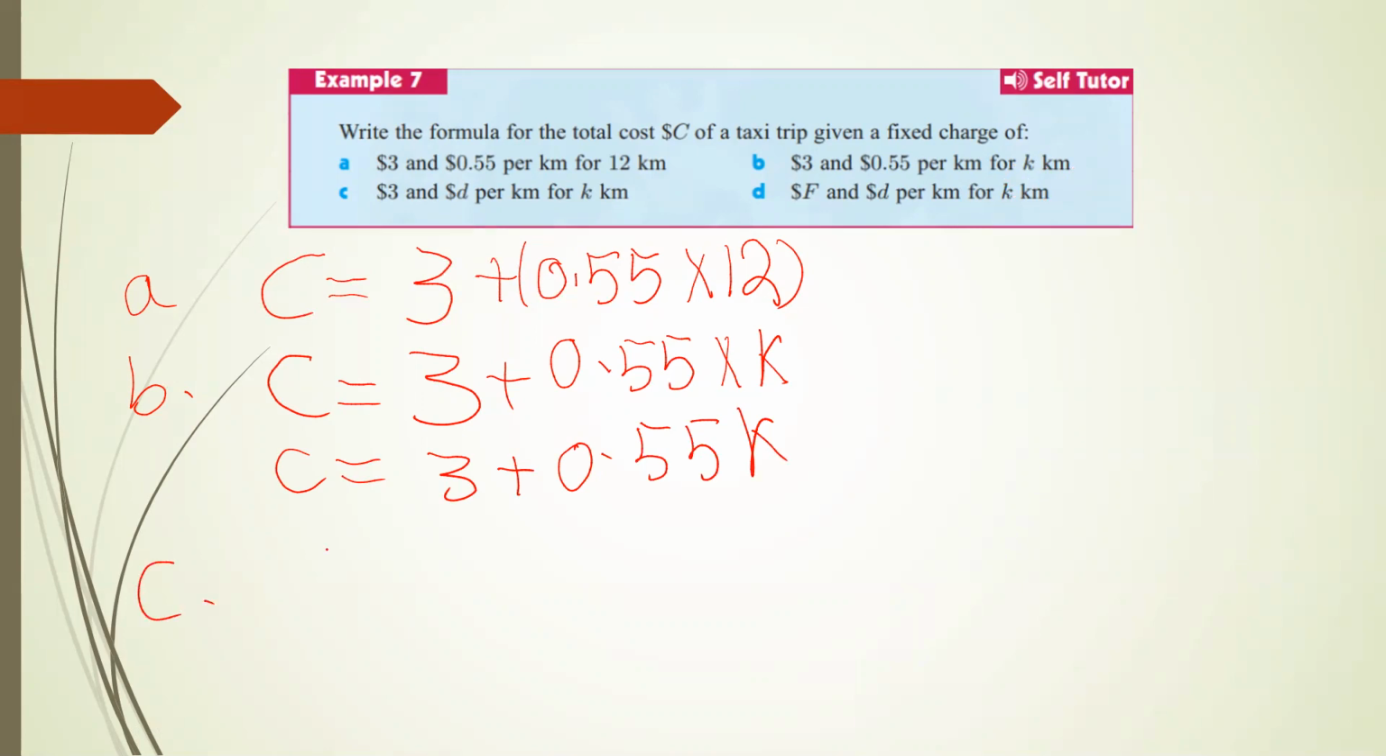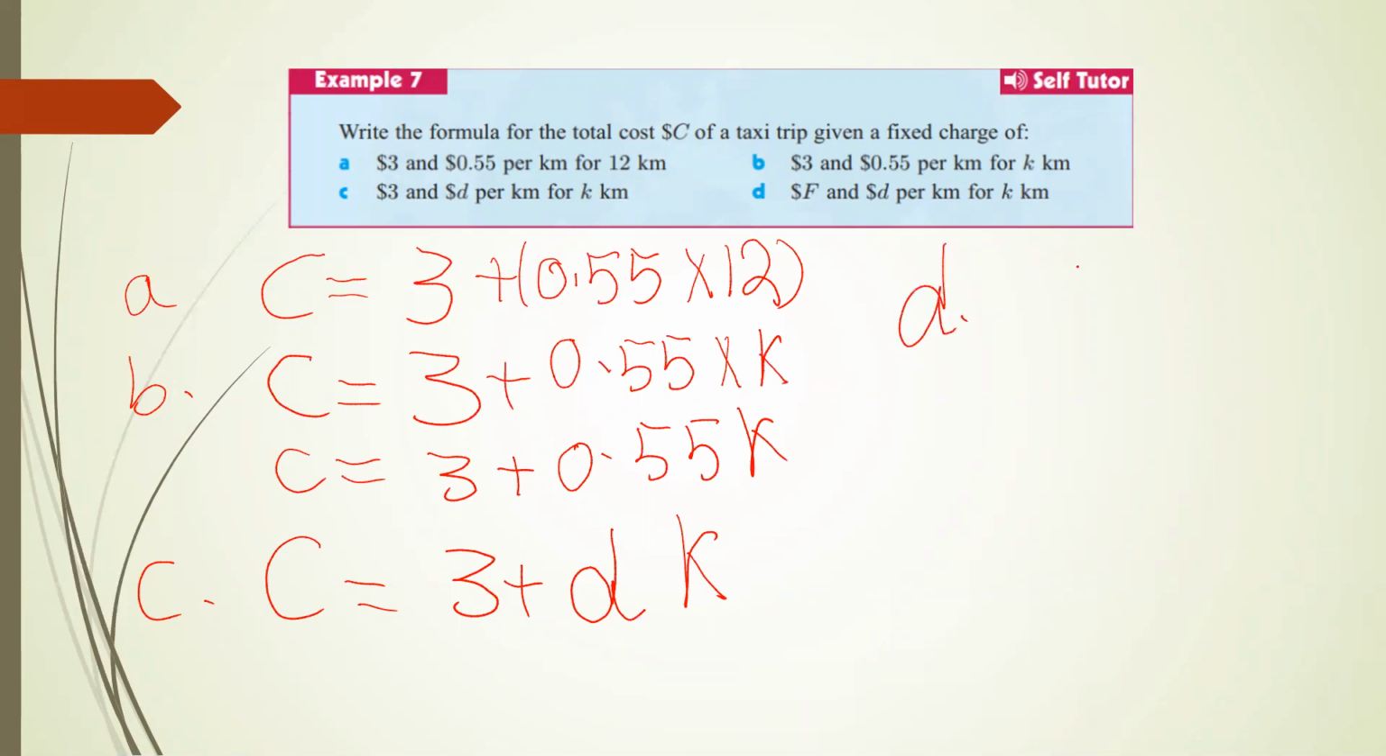As for C, the total cost is still 3 in the beginning of the trip, but this time it's not given that it's 0.55 per kilometer. What is given? It's D. D may be 0.55 or any other numerical value multiplied by k kilometers, because the D is not given and the k, or the number of kilometers, is not given too.